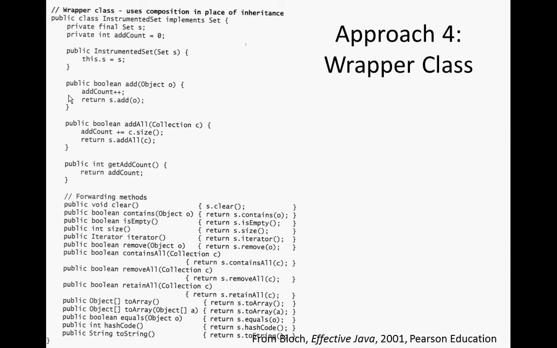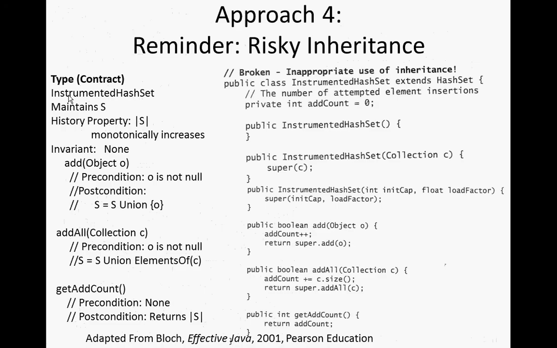Why does this code work? I'm going to argue this code is safe. As long as hash set is, or as long as the implementation that's passed in for set is safe, this code will work. Why is this code safe? Why is it robust, whereas this code is not? What's the difference?